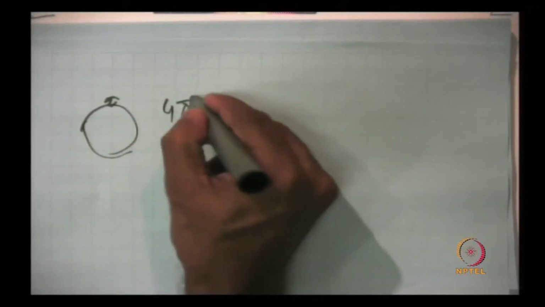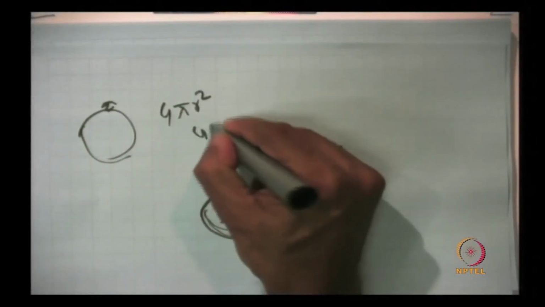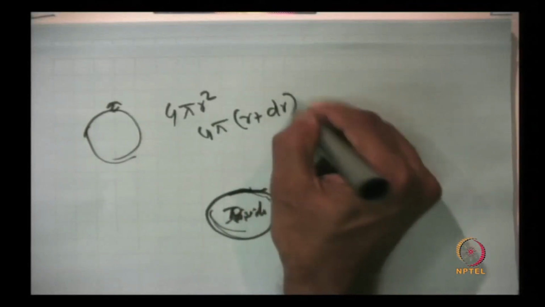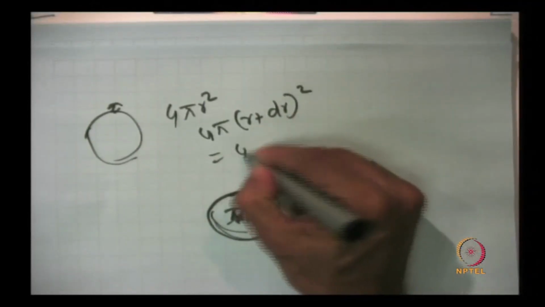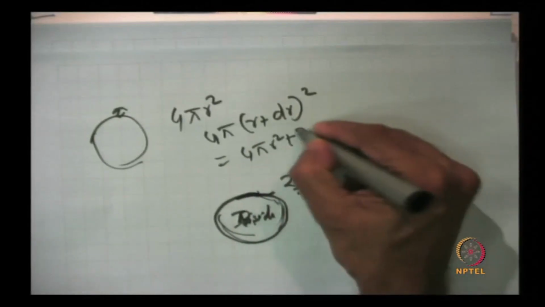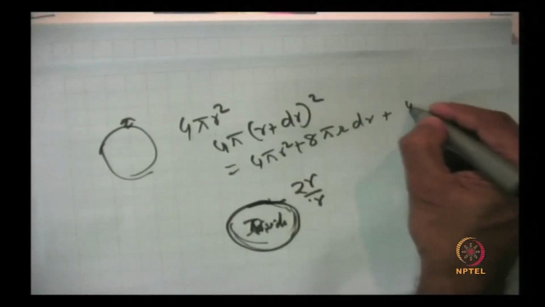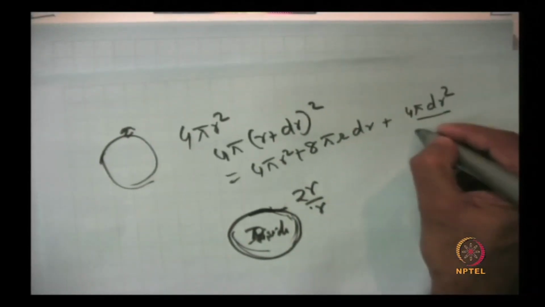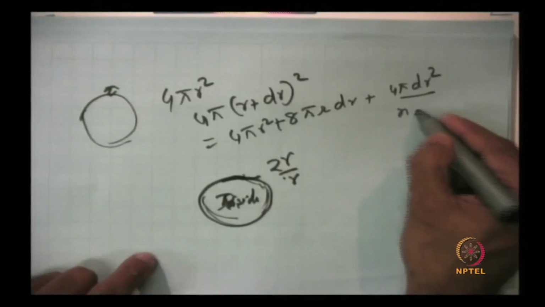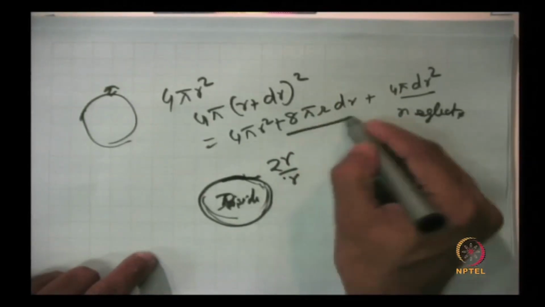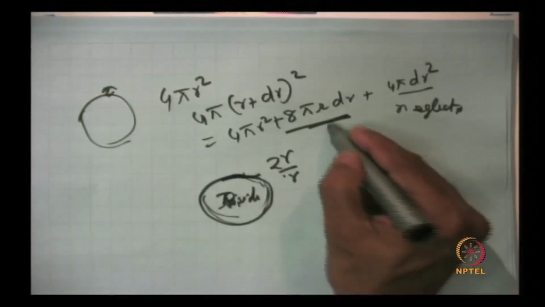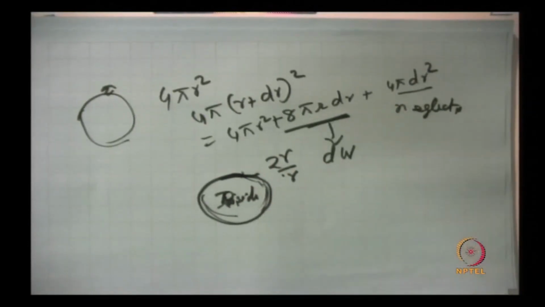The work done would be to increase the surface area by dr. It was 4 pi r square, now the area will become 4 pi (r plus dr) square, which will be 4 pi r square plus 8 pi r dr plus terms involving 4 pi dr square, which can be neglected. And therefore, increase in pressure. So, dW is given by this.